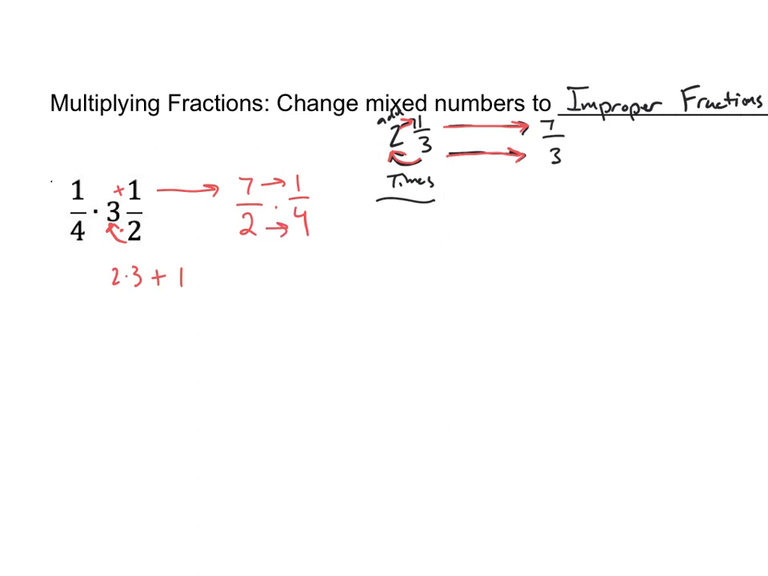7 times 1 and 2 times 4. That 7 times 1 will give us 7, and that 2 times 4 will give us 8. And that'll be our final answer. But just remember that you need to change those mixed numbers into improper fractions for this. Okay? Nice job again.